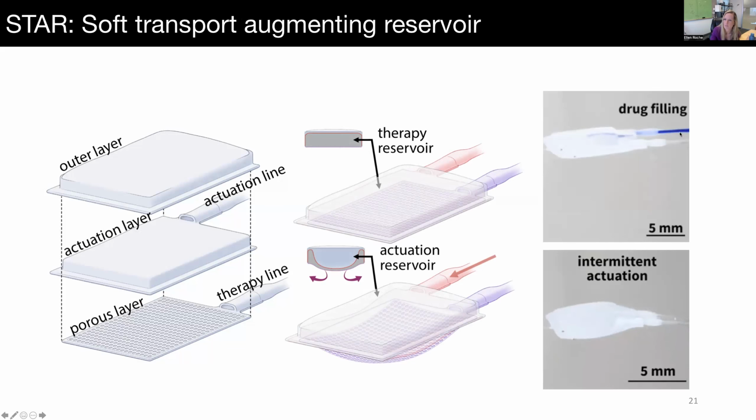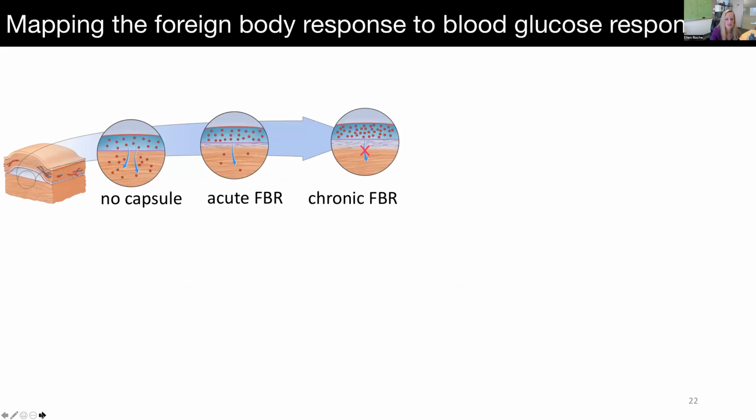This is what it looks like when we deliver the drug or the therapy. Here we're just using a dye so you can see where the drug fills, and this is what the intermittent actuation looks like. So the delivery of the drug is through passive diffusion. The intermittent actuation is once every 12 hours for 5 minutes, as I mentioned before. And we looked at a mouse model in this case.